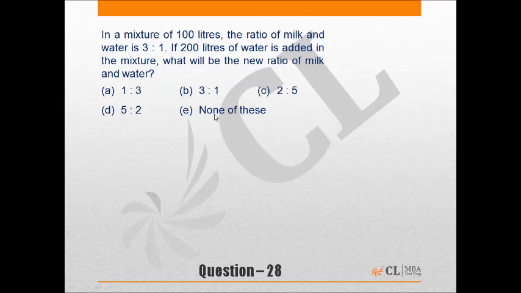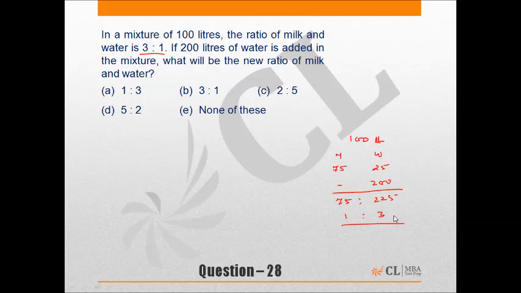In a mixture of 100 liters, the ratio of milk to water is 3:1. If 200 liters of water is added to the mixture, what is the new ratio of milk and water? This is a simple question. 100 liters of mixture, so the amount of milk and water is in the ratio of 3:1. So milk will be 75 liters out of the 100 liters and water will be 25 liters. 200 liters of water is added, so you add another 200 liters of water. It becomes 75 liters milk and 225 liters water, or the ratio becomes 1:3.